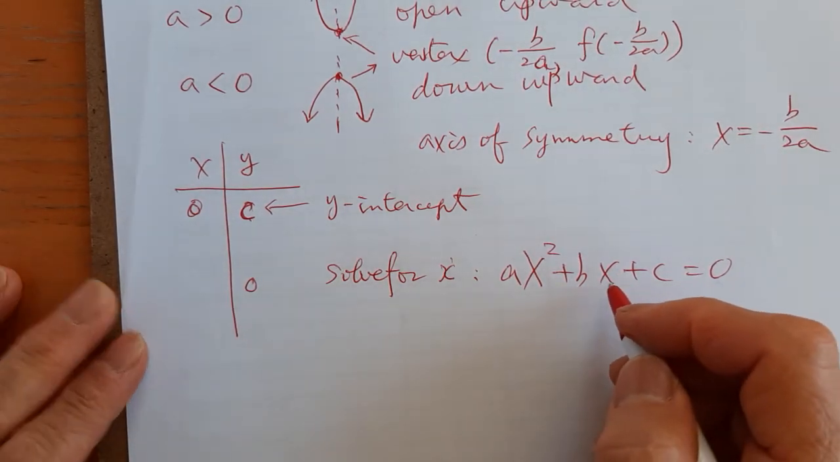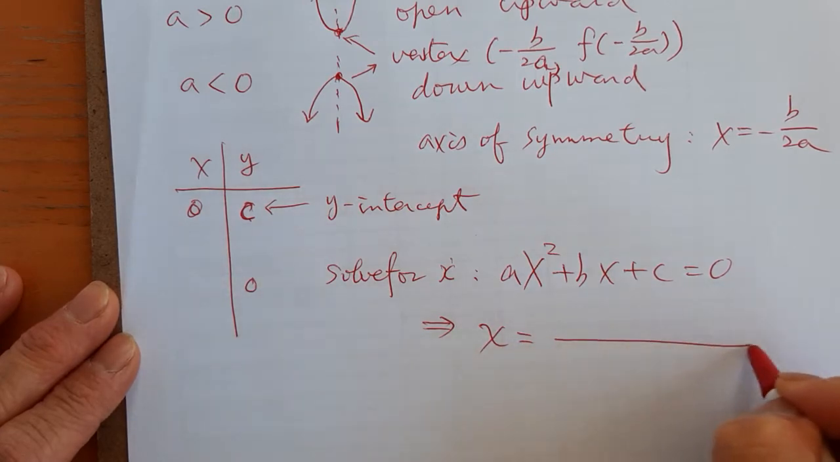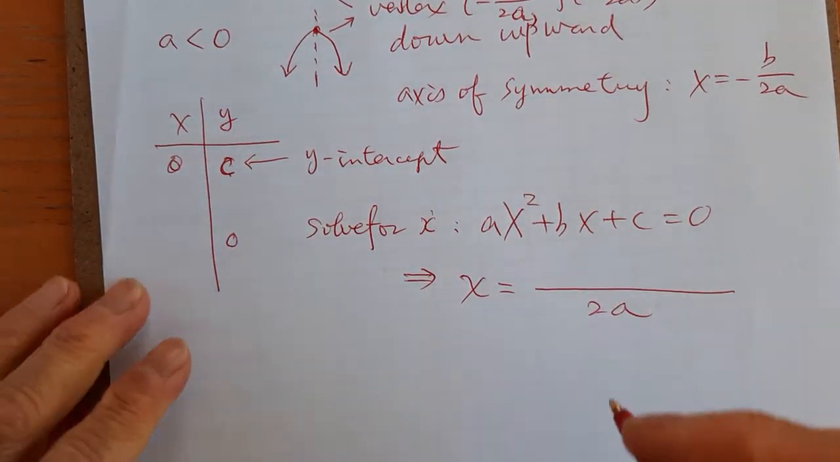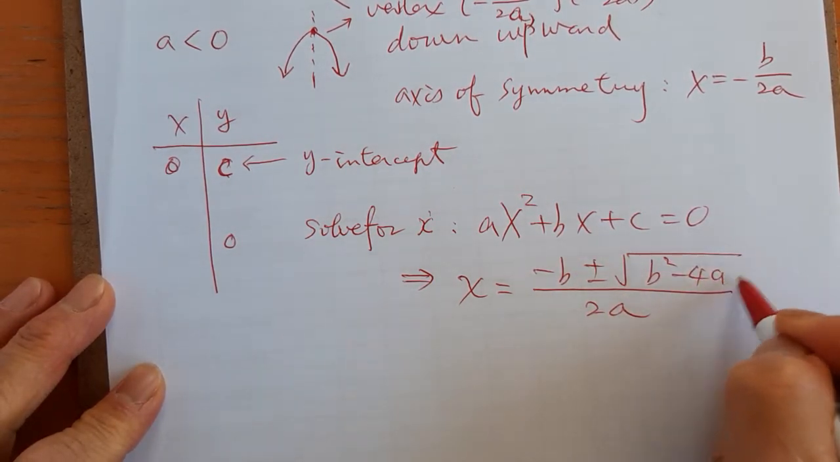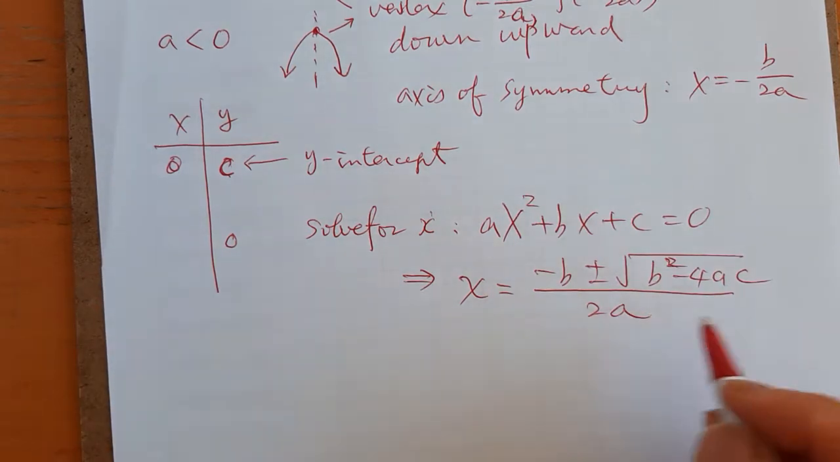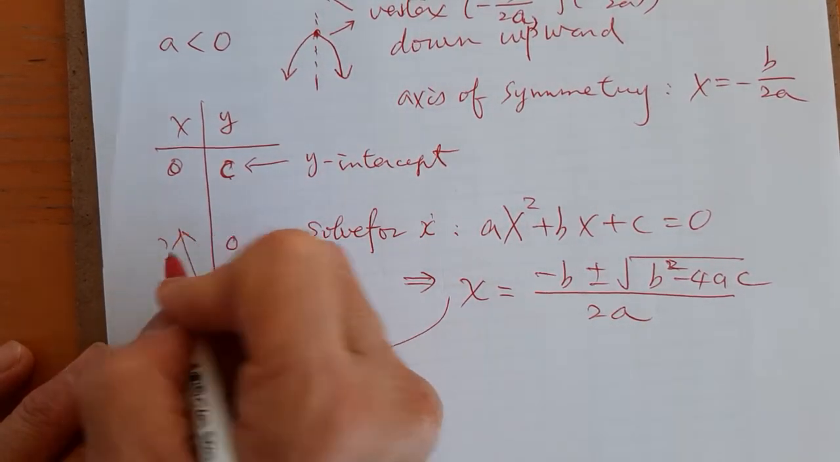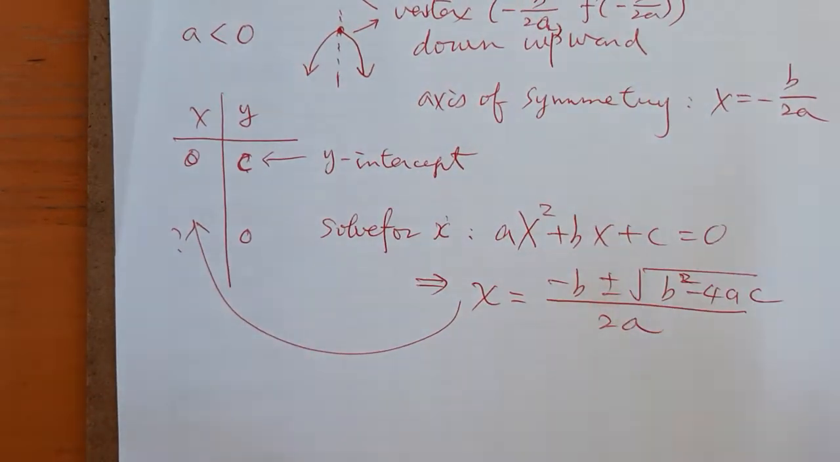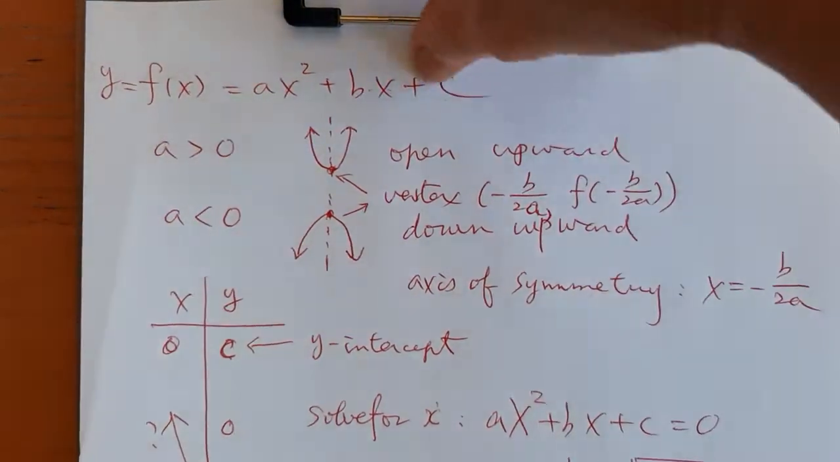If you can factor it, factor it. If you cannot factor it, you can always use the quadratic formula to solve for x. So you plug into the quadratic formula and you will get the x-intercepts. Then you draw the graph.